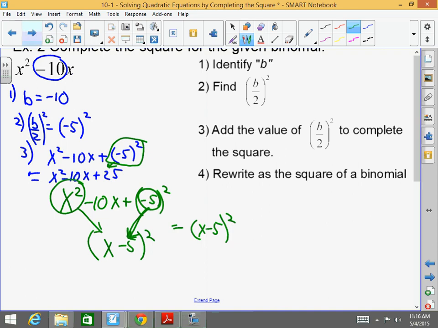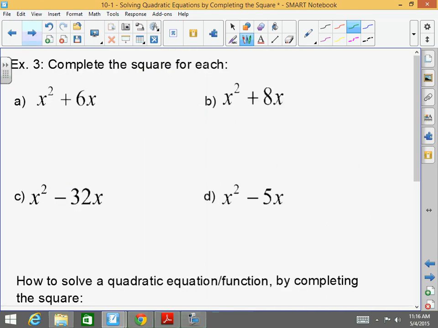Now, another example. I just want you to complete the square here. We're not solving yet. I've got x squared plus 6x. What's my b? 6. What's my b over 2? 3 squared. What is the perfect square binomial here? x plus 3 squared. You took the first term, square rooted it, took the inside term, and put them right next to each other.